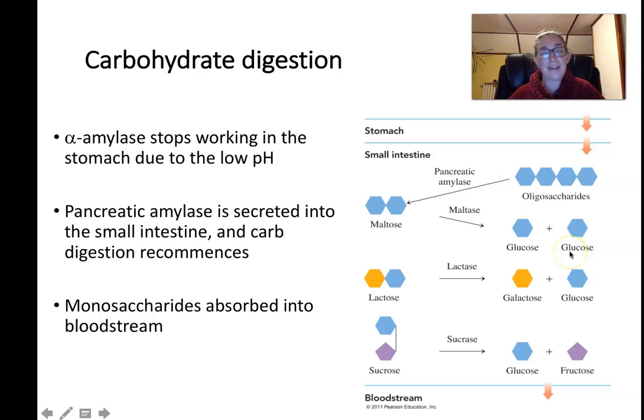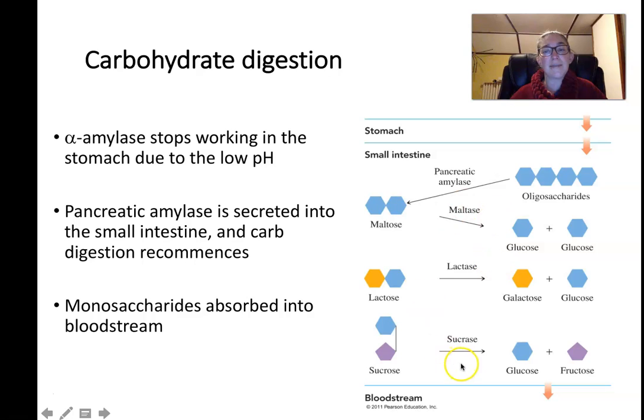The disaccharides can all be digested by individual enzymes that recognize them. So maltose, which is 2 glucose molecules, is cleaved by the enzyme maltase. Lactose is cut by the enzyme lactase, and sucrose is cut by the enzyme sucrase. So that ultimately we are left with a bunch of monosaccharides at the end of digestion, and these monosaccharides are now small enough to actually be absorbed through the cells into the bloodstream.